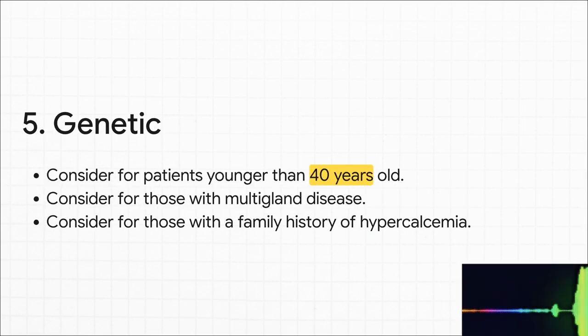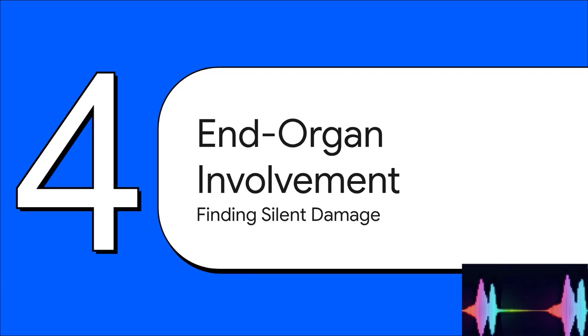And our final point is genetics. Now, this is not for every patient. You have to be really selective here. The guidelines tell us to zero in on very specific groups: patients who are younger than 40, anyone who seems to have multi-gland disease, or if there's a family history that smells like a syndrome, like MEN1 or FHH.